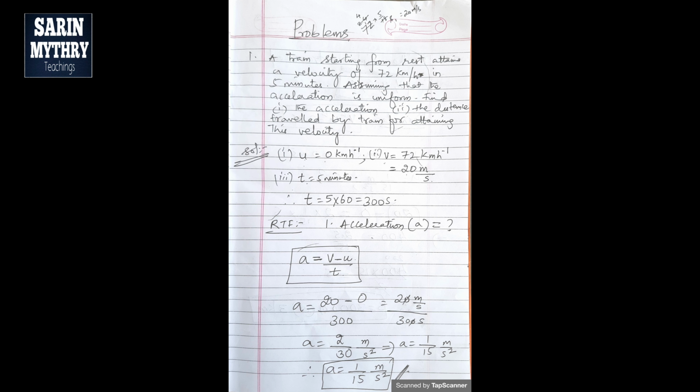Time is equal to 5 minutes. If I convert into seconds, it will be 5 into 60, that is 300 seconds. So let us see what is required to find. Here we are supposed to find the acceleration first and then the distance traveled by the train.